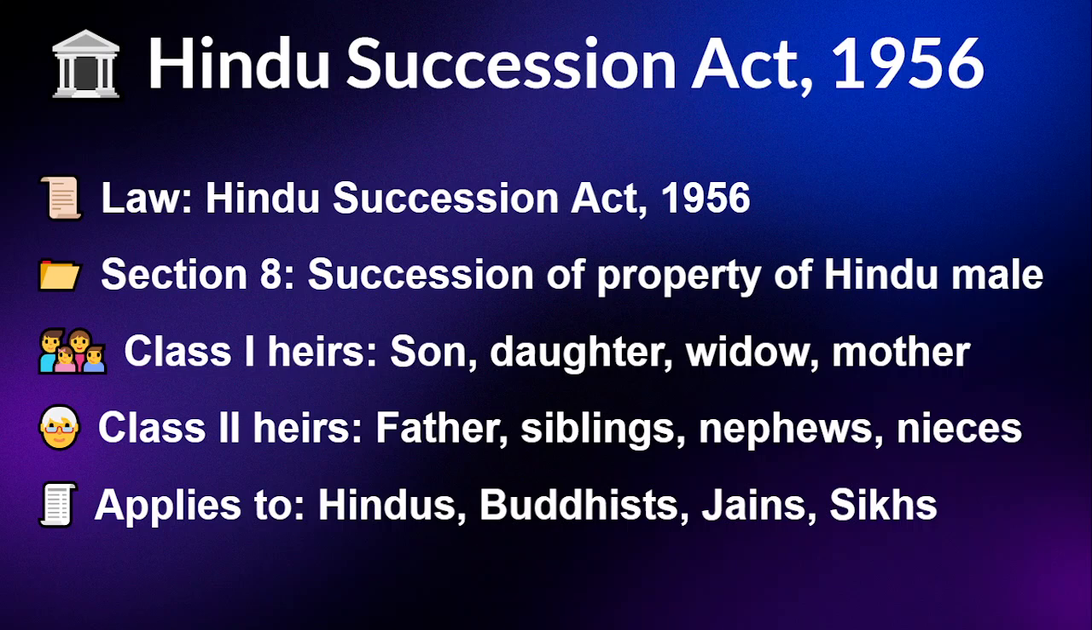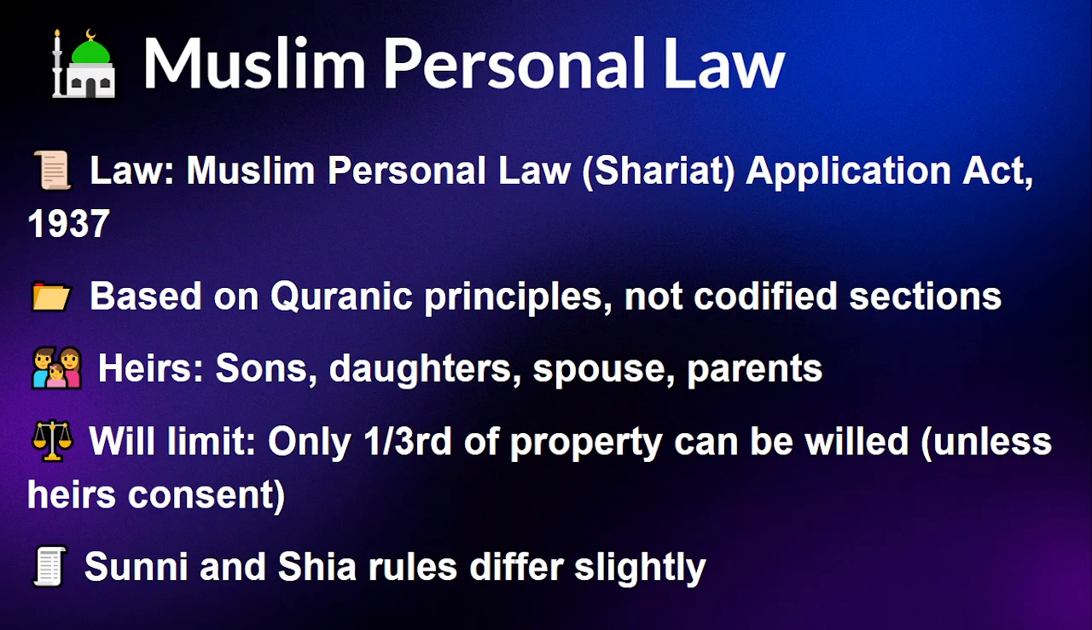Let's now look at Muslim personal law. Muslim inheritance is governed by the Muslim Personal Law, Shariat, Application Act, 1937. It's based on Quranic principles and differs for Sunni and Shia Muslims. A Muslim can only will away 1/3 of their property unless all heirs agree. The remaining 2/3 must go to fixed heirs like children, spouse, and parents. For example, if a Muslim man dies intestate, his son may get twice the share of his daughter. This is based on traditional Islamic inheritance rules.